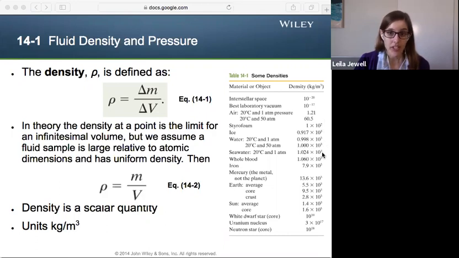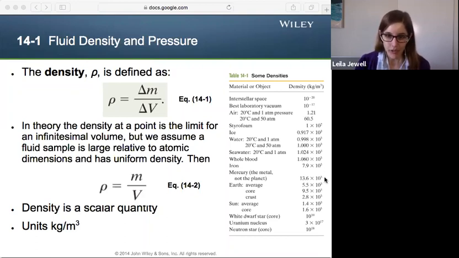Seawater, notice, is more dense because of adding the salt. It becomes denser, and that's one of the reasons why it's easier to float in the ocean than in a pool. And then we have whole blood, which is even denser, right? Blood runs thicker than water. It's actually a physics statement. So you can get excited about that.